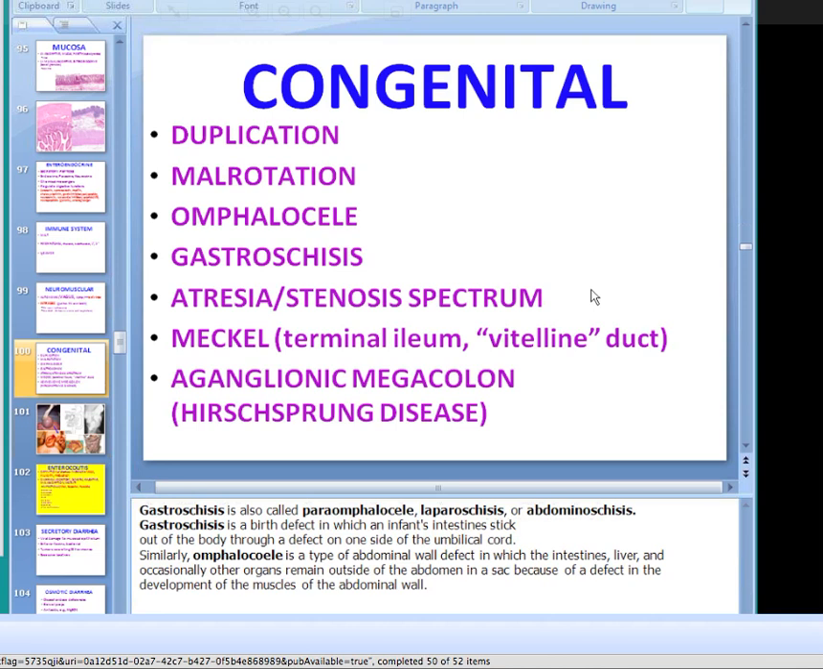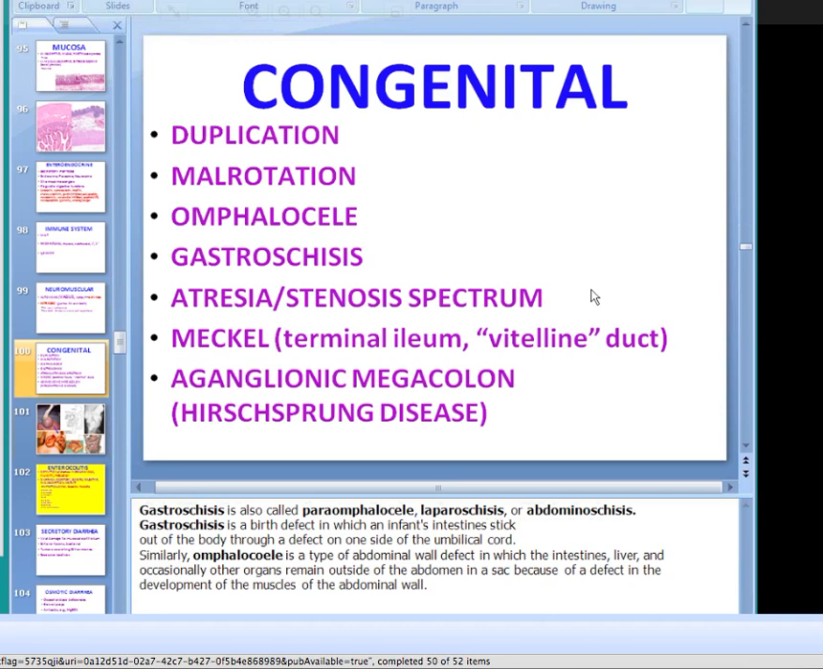There are two herniations of the abdominal wall. They're similar, but they're technically different. One is called gastroschisis. The other one is called omphalocele. And they're related to the fact that parts of the bowel wall can herniate, abdominal contents.